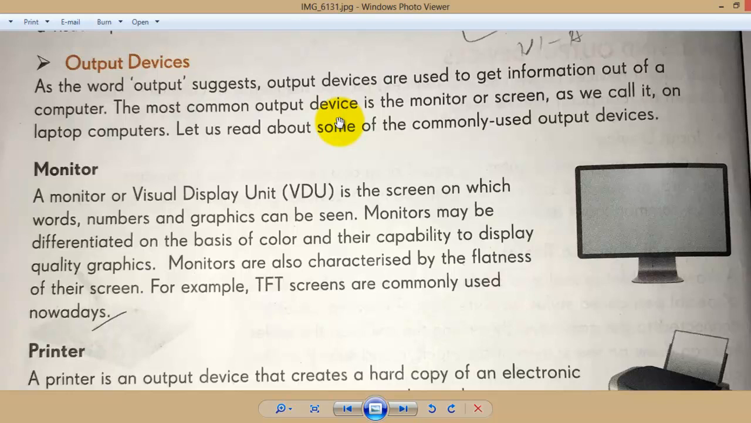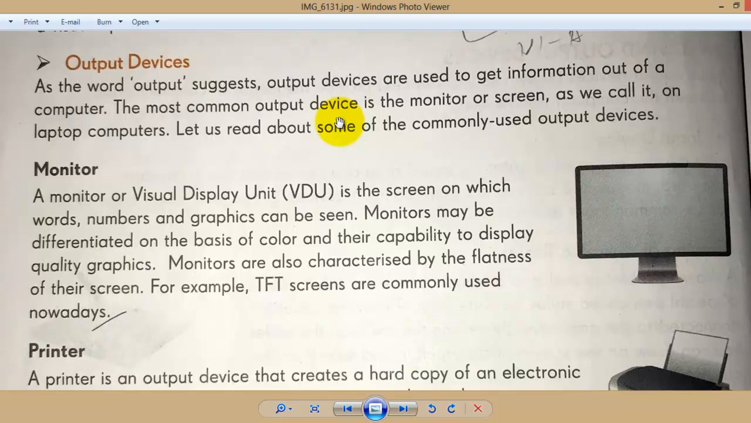If we don't have our screen, or what we used to call a display, that is a monitor, then when the work is done inside the computer, we cannot see what is going on inside it. So we need one screen or monitor, and there are different other types of output devices which we use to get information from the computer. So the first one is monitor.